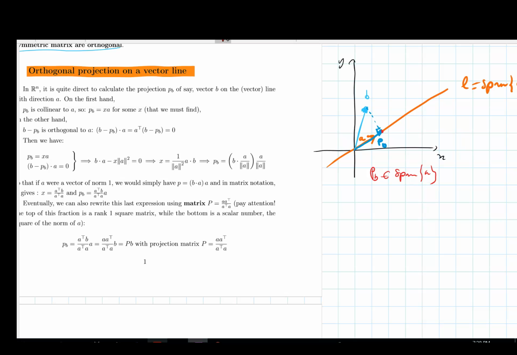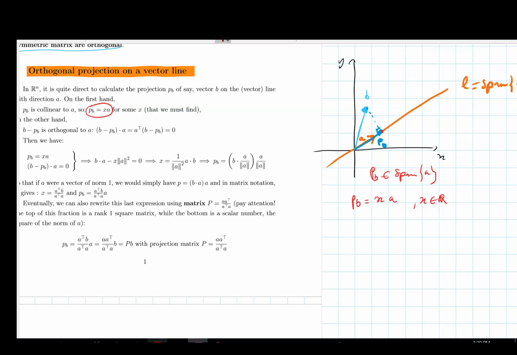I know that it belongs to the span of A, so I know that my PB can be written as some value x times A. That's exactly what is written here. It's equal to some value x, so x is a real number, and A is an Rn vector, and PB is an Rn vector. So that's one thing.